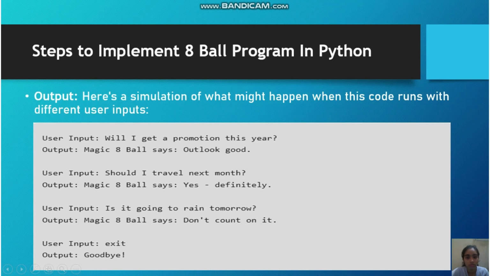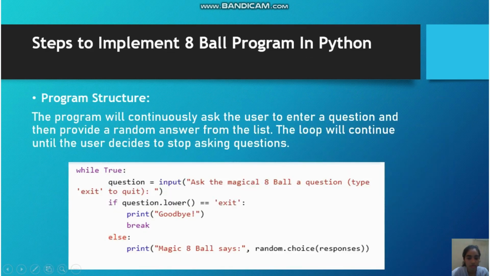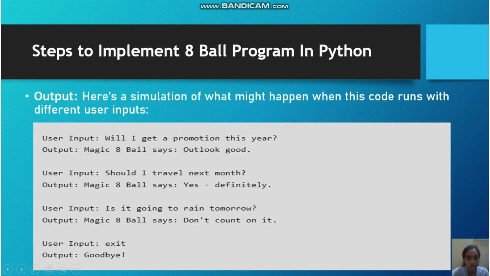Here's the simulation of what might happen when this code runs with different user inputs. So here are the examples. User input: will I get a promotion this year? Since this is not an exit statement, the user didn't input exit, the else code will be executed. So the Magic 8 Ball says yes, definitely. One of the random messages from the list has been printed over here. Next example, user input: is it going to rain tomorrow? Magic 8 Ball says don't count on it.